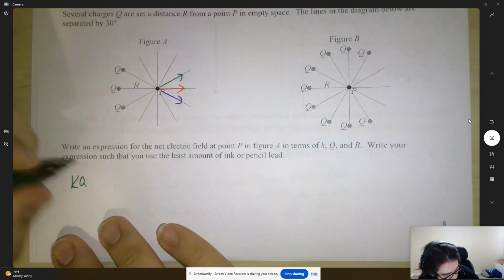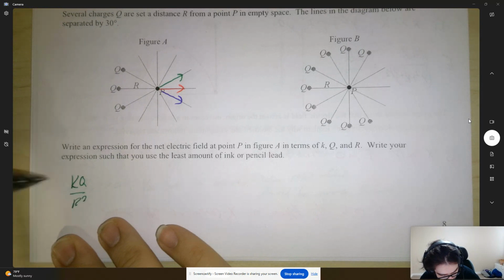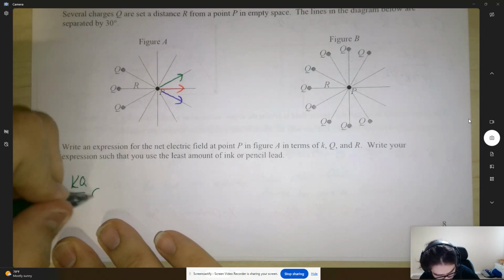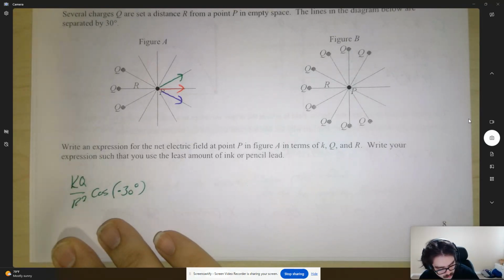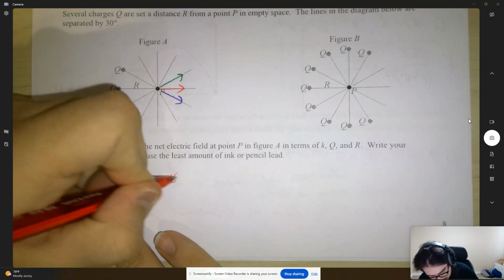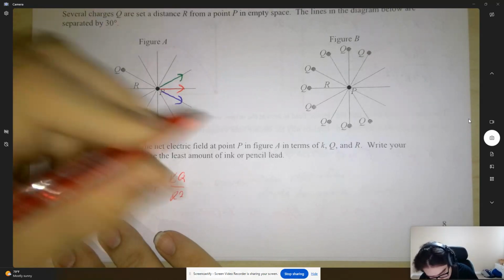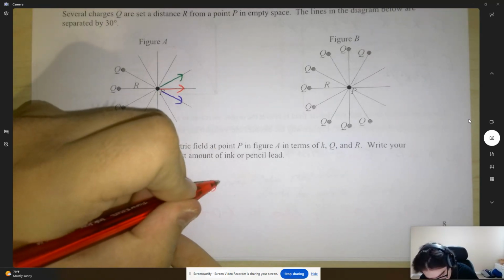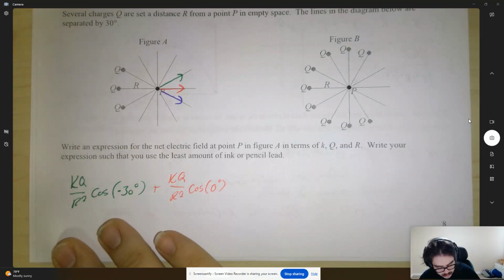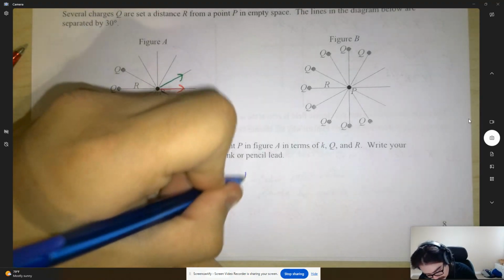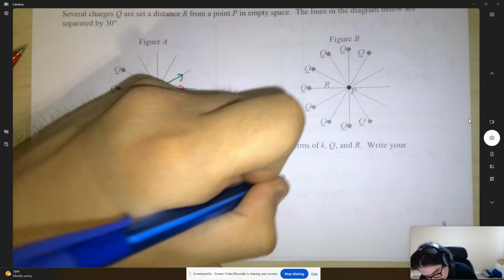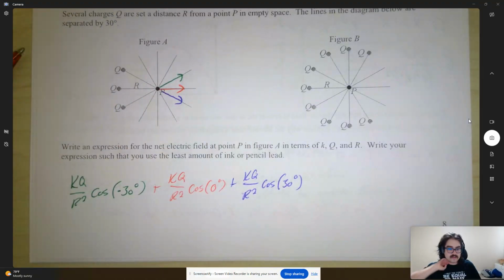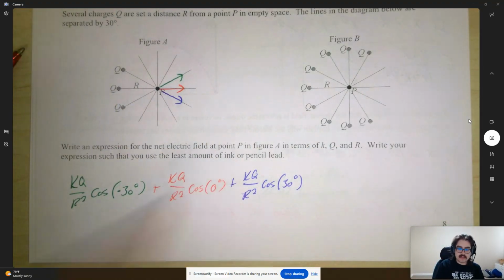So really, if I wanted to write my expression for figure A, I could do kq over r squared times the cosine of negative 30 degrees, plus kq over r squared times the cosine of 0 degrees, and then plus kq over r squared times the cosine of 30 degrees. That is not a very efficient expression. I did not use the least amount of ink or pencil lead.